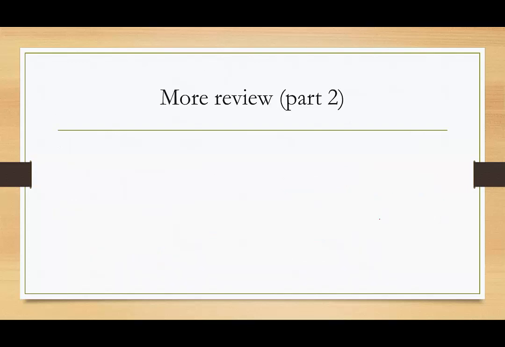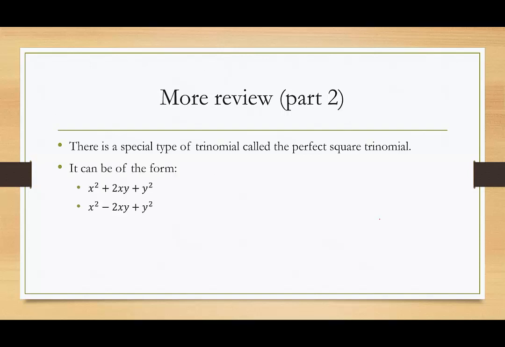Review part 2, the other thing we need is we need to be familiar with perfect square trinomials. Perfect square trinomials come in two forms: x squared plus 2xy plus y squared, and x squared minus 2xy plus y squared. The top one can factor into the root of the first plus the root of the third, quantity squared. And this one here factors into the root of the first minus the root of the third, quantity squared.